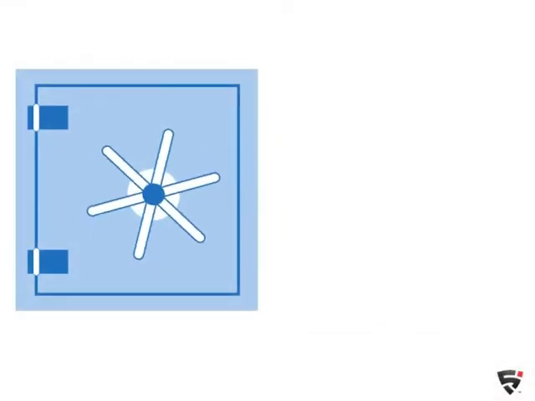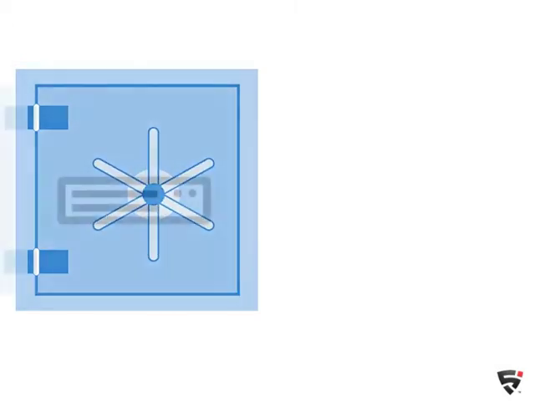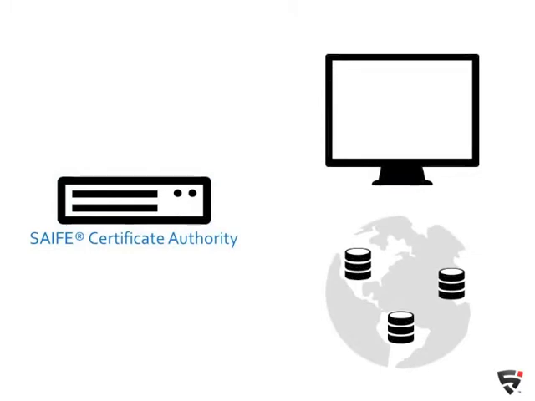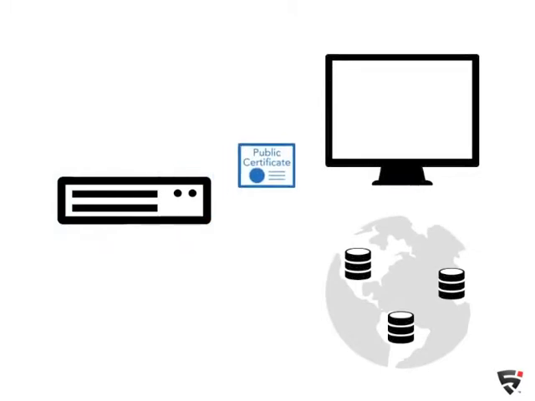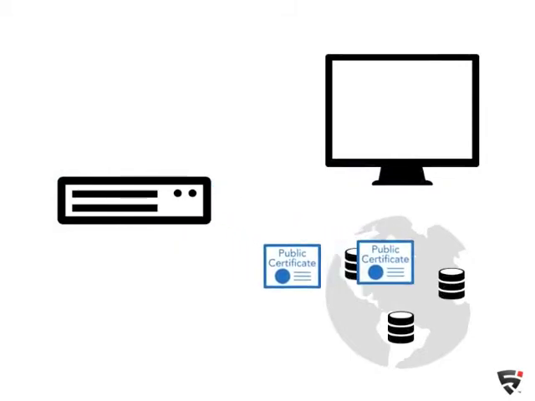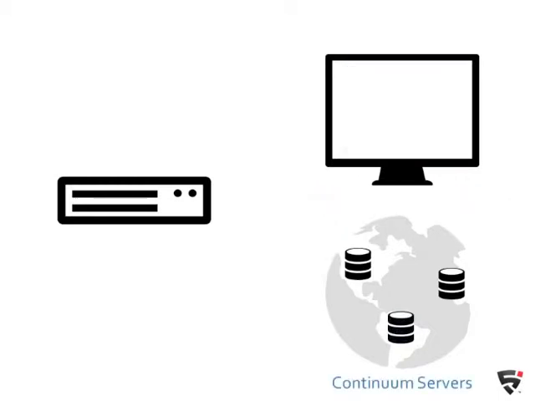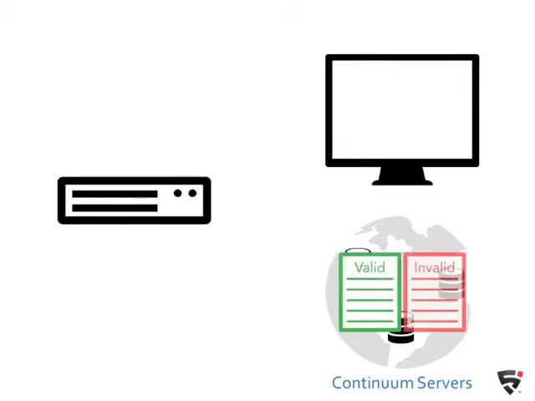SAIFE's trust chain is ultimately tied to its certificate authority, which is stored in a secured facility and always kept offline. To create a new network node, the CA validates and signs a public certificate for the SAIFE Management Console and the public certificates for each of the continuum servers. The SAIFE Management Console is given elevated permissions in order to sign certificates for endpoints. The continuum servers maintain the real-time list of valid public certificates for all endpoints as well as the revocation list.